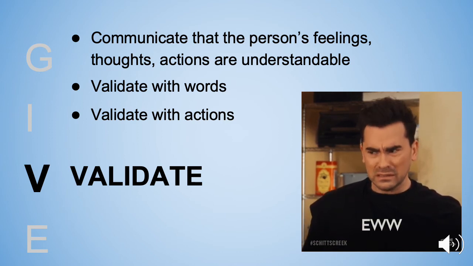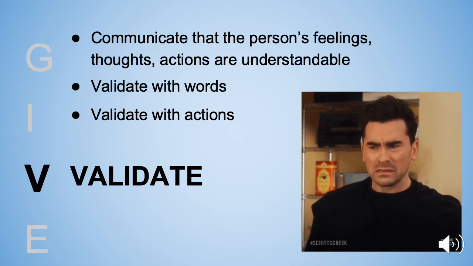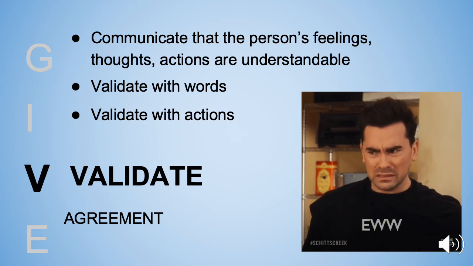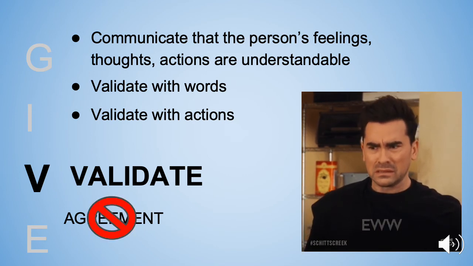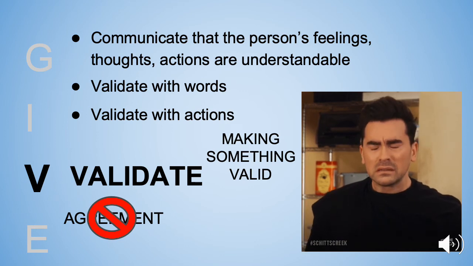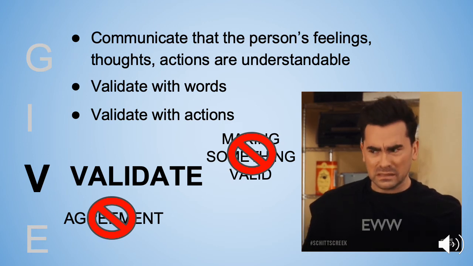And so this is all to say, validation is all about understanding that person's perspective, understanding their truth. And conversely, validation is not agreement. You don't have to agree with what the other person is thinking or feeling or doing. Validation is also not about making something valid. It's not about trying to change something and seeing it as valid. It's about understanding the perspective.